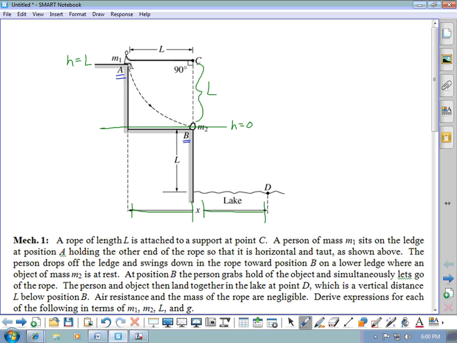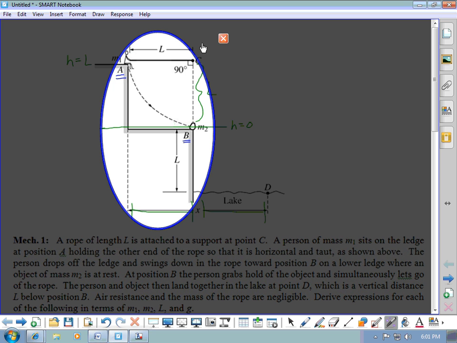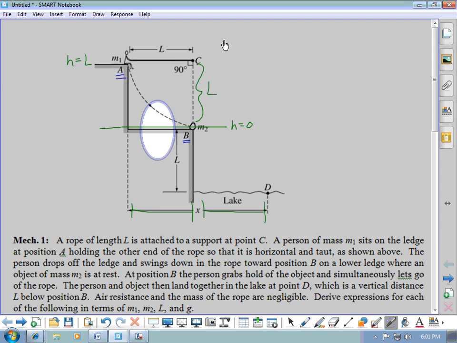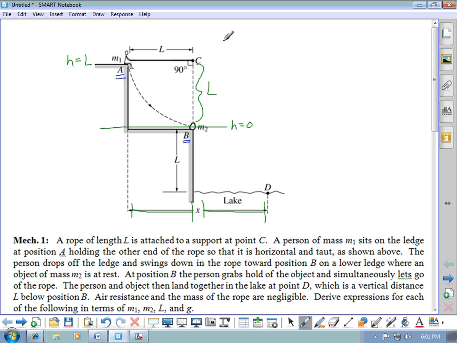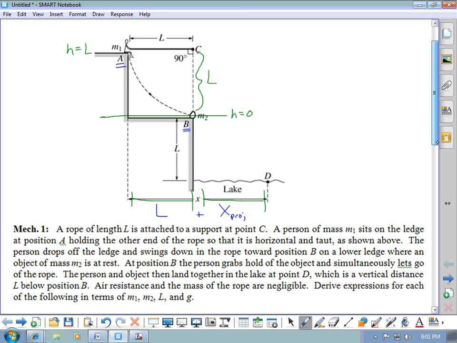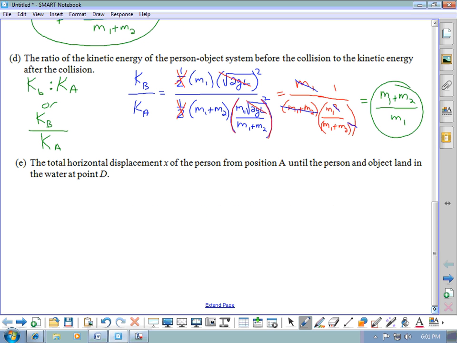And if we look, that distance is the length of the rope L. So we're going to take the length of the rope L and we're going to add to it the projectile motion piece. So I need to use projectile motion to figure out how far he travels while he's in the air.